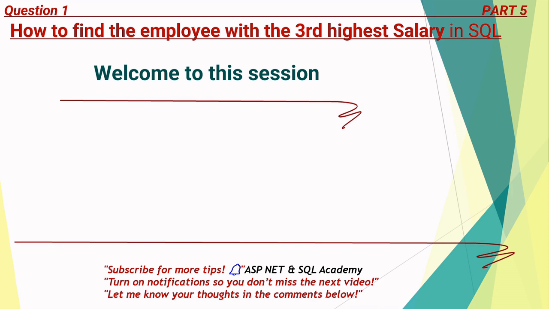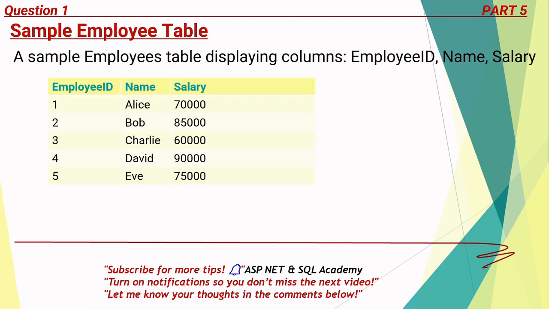Welcome to this session. In this, we will learn how to find the employee with the third highest salary from a table in SQL. This is a common query in database management and can be solved in a few different ways. Let us dive in. Here is a sample employees table. We want to find out who has the third highest salary. Let us explore a couple of ways to achieve this.